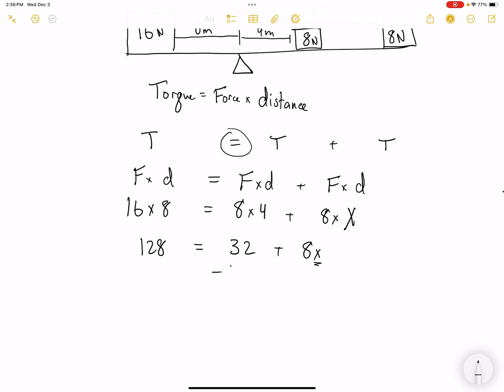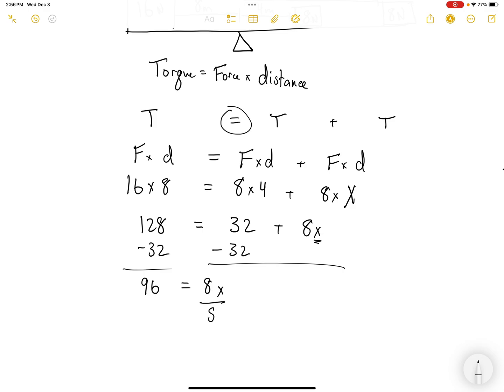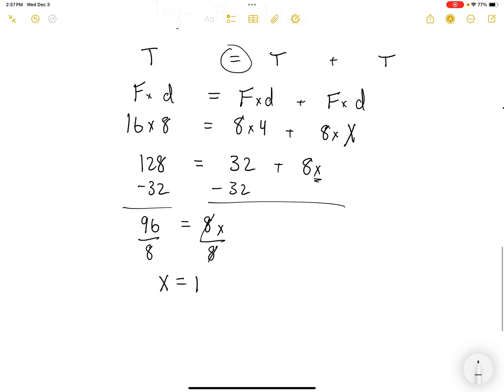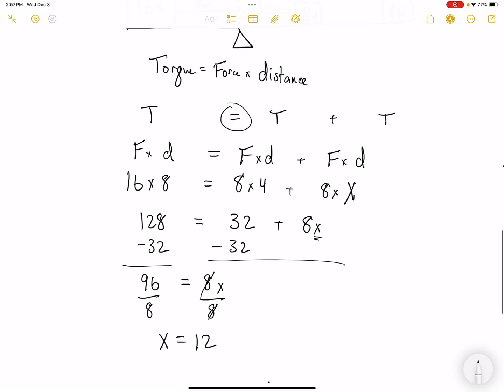And so I'm going to subtract 32 from both sides because I need to get 8x by itself. 32 minus 32 is 0. So that's just going to completely cancel out. And 128 minus 32 is going to give me 96. So now I have 96 is equal to 8 times x. And now because I need to get my variable all on its own, I'm going to divide both sides by 8. So that will cancel on this side. And what I'm going to get is that x is equal to 12. And that's 12 meters.